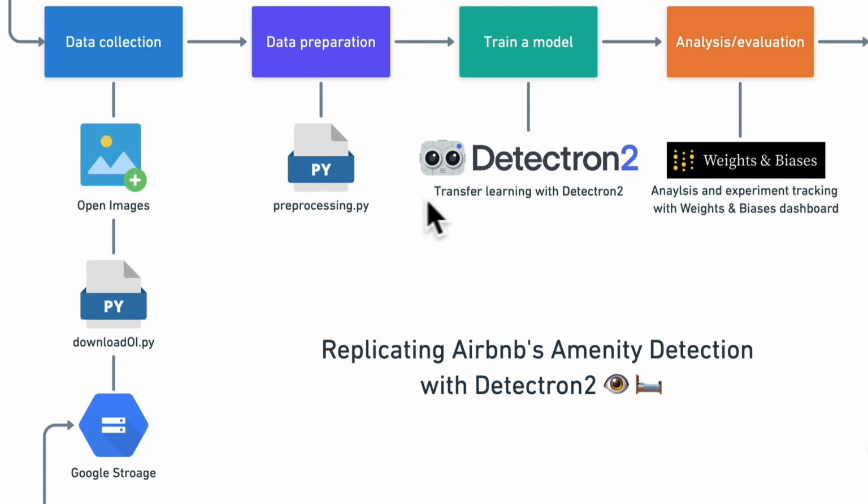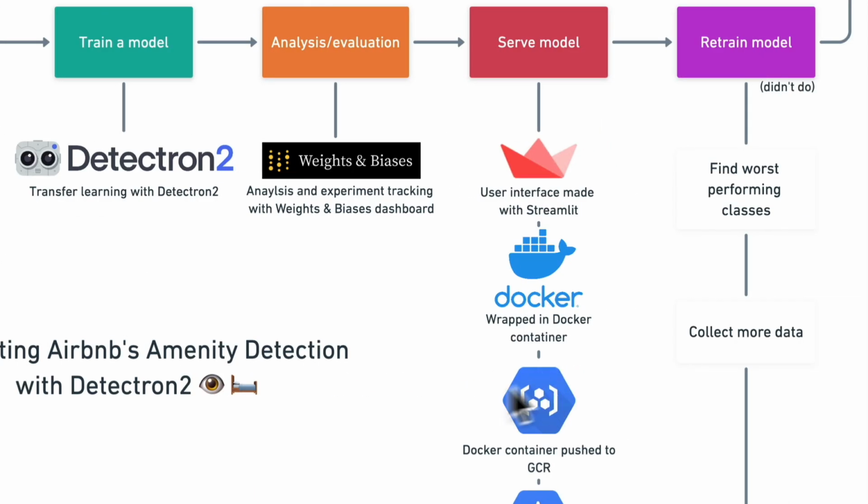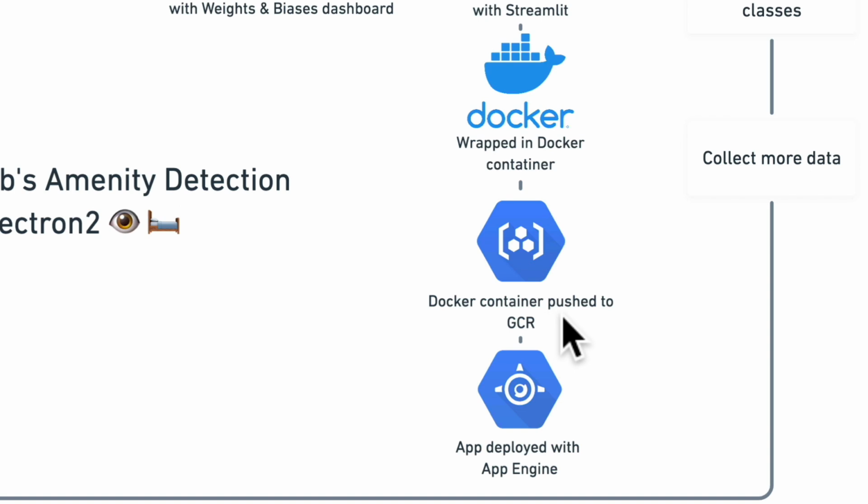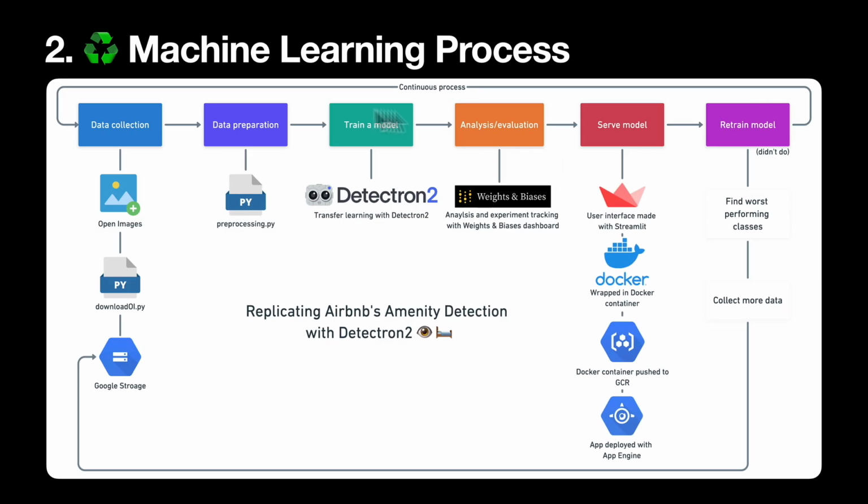Now, if you're looking at all these things and going, whoa, Daniel, we haven't covered any tools yet, don't worry, we're going to get to tools. I analyzed and tracked my experiments with the Weights & Biases dashboard. I made a user interface with Streamlit, which is a beautiful tool. I wrapped all of this in a Docker container, pushed the Docker container to GCR, and deployed my app with App Engine. So this would be my machine learning operations for replicating Airbnb's amenity detection with Detectron2.